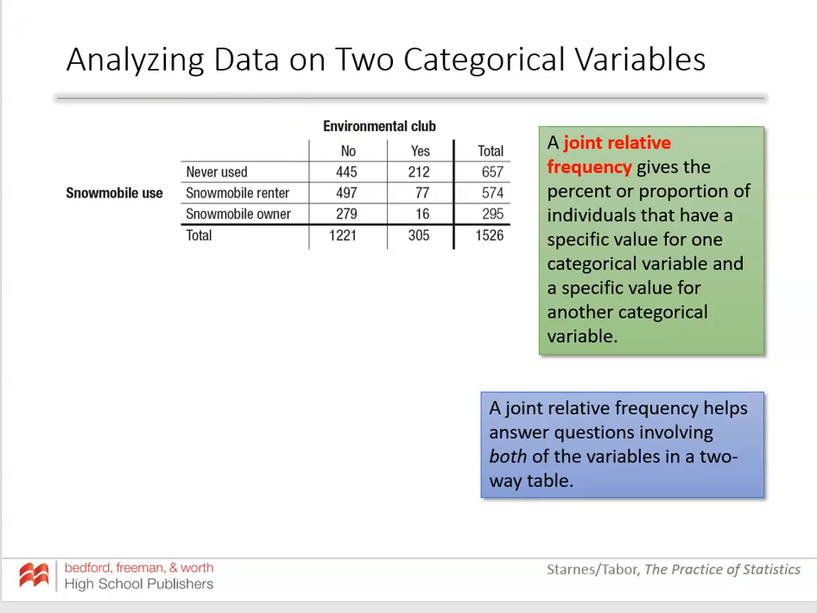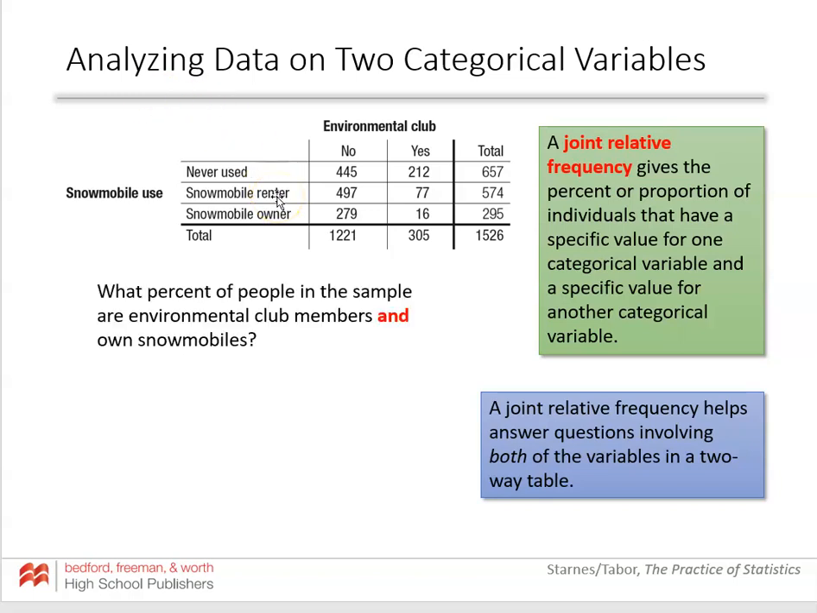This is different than the superhero example. This is an example of showing whether or not people are members of an environmental club and their snowmobile use. So first question, what percent of people in the sample are environmental club members and own snowmobiles? This is different from the other ones we saw because I'm specifically asking about two different variables. The way you figure this out from this two-way table, you look to see where those two variables overlap in the table. In this case, they overlap here, 16. Yes, they're in the club and they own snowmobiles.